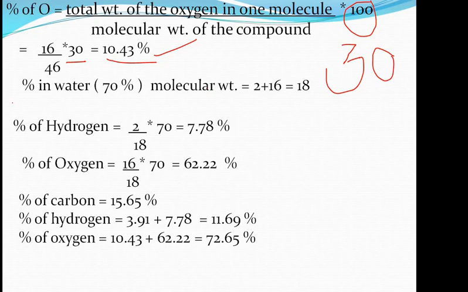Now we calculate percentage in water, that is 70% molecular weight. So molecular weight of water is, water has 2 hydrogen atoms, so 2 for the hydrogen, and 16 is the atomic mass of oxygen atom. So total molecular weight of water is 18. Now percentage of hydrogen, total atomic mass of hydrogen is 2, and total molecular mass of water is 18 into 70. Why 70? Because in this case we are calculating for the 70%. So value is 7.78%. Now percentage of oxygen is 16 by 18 into 70. It will come to be 62.22%.